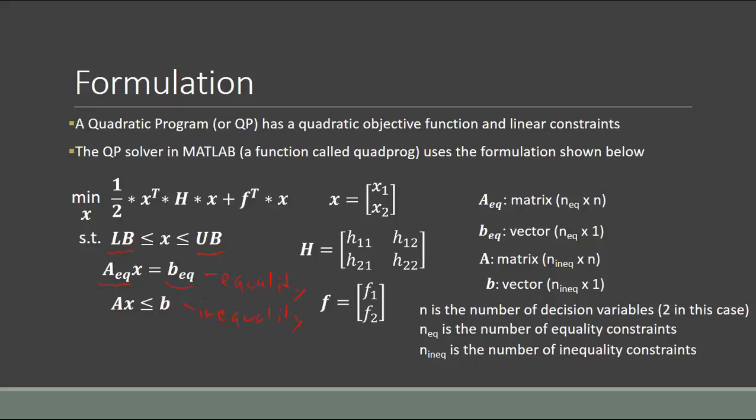The A matrix has as many rows as we have inequality constraints, and it has as many columns as we have decision variables. The B vector has as many entries, as many rows as we have inequality constraints, but it's a single column, so it's a column vector. Again, this sounds a little bit obscure right now, but this will make more sense once we define an actual problem.